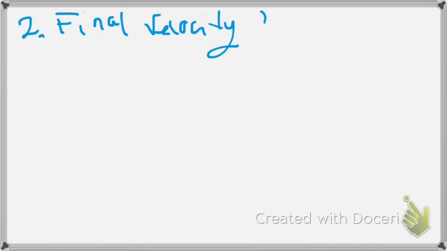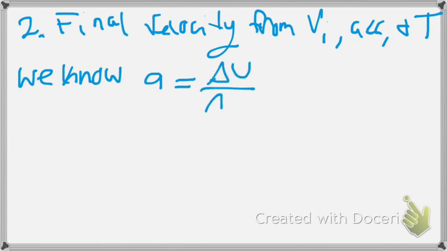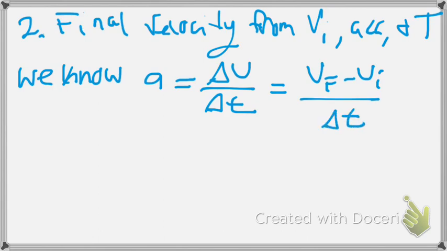From our initial velocity, acceleration, and time. So to do this, we're going to look at some equations we already know. So we know that acceleration is equal to change in velocity over change in time, which you can also write as velocity final minus velocity initial over change in time.